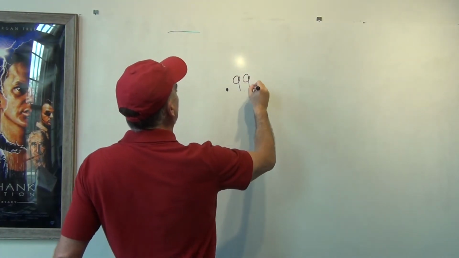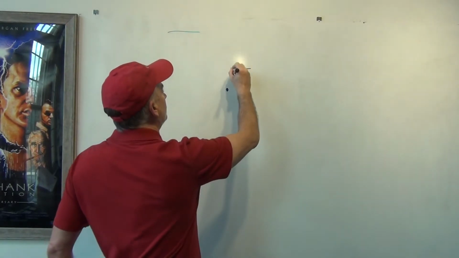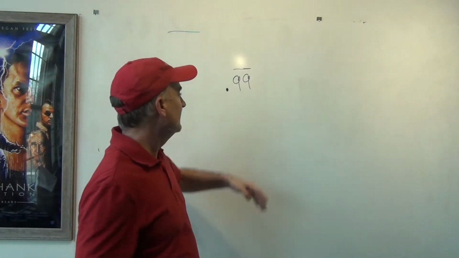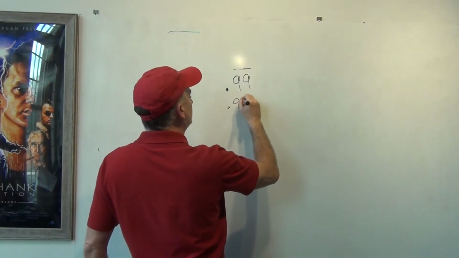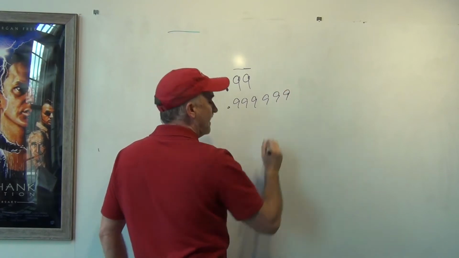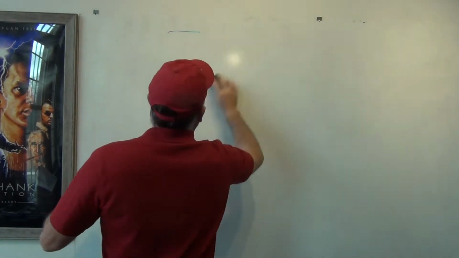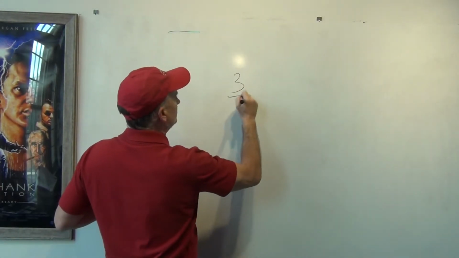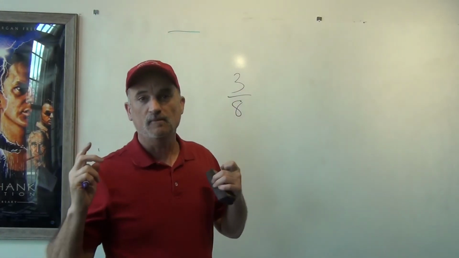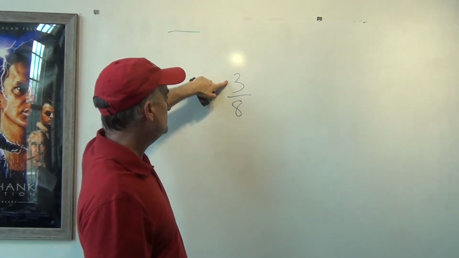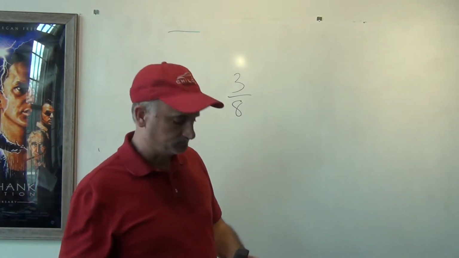Repeating decimals. You ever seen one of them? 0.99, and what that means is it goes on forever. Okay? And so how do we convert that to a fraction? Well, I hope you realize that a fraction is all it is, a division question. 3 divided by 8, okay?